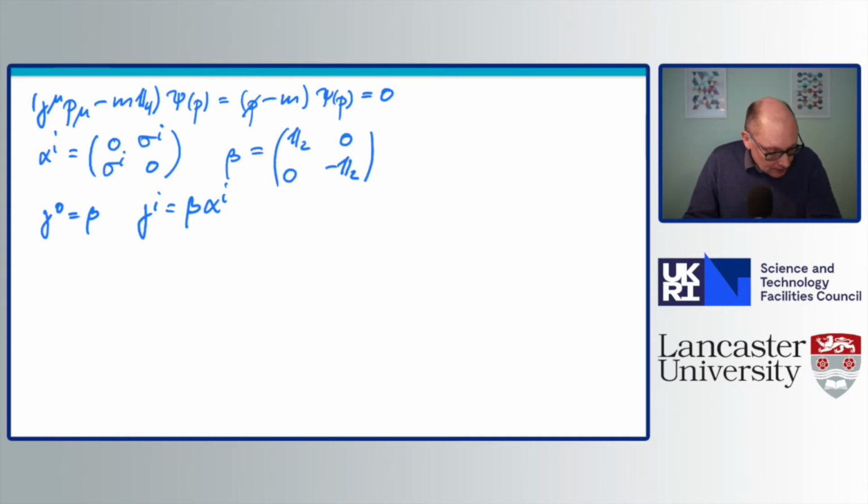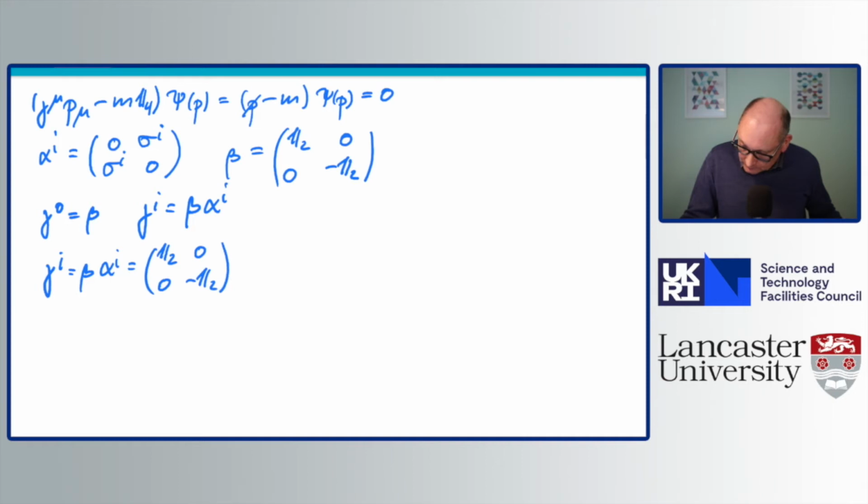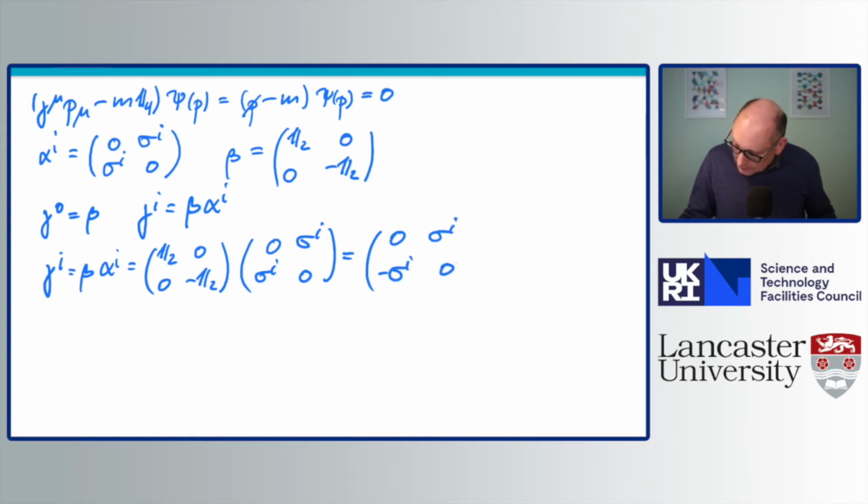So this means that gamma^i, let's write down what gamma^i is. Gamma^i as beta alpha_i is (1, 0; 0, minus 1) times (0, sigma_i; sigma_i, 0), which is (0, sigma_i; minus sigma_i, 0).